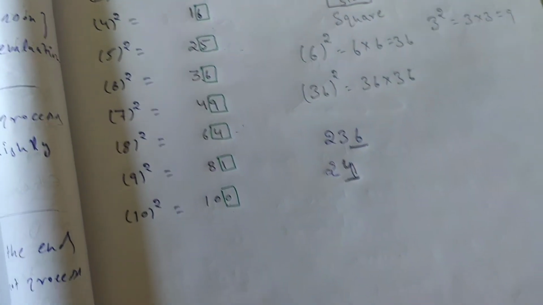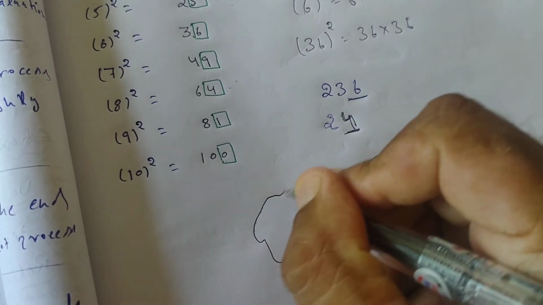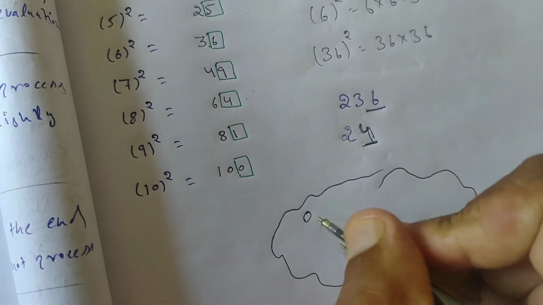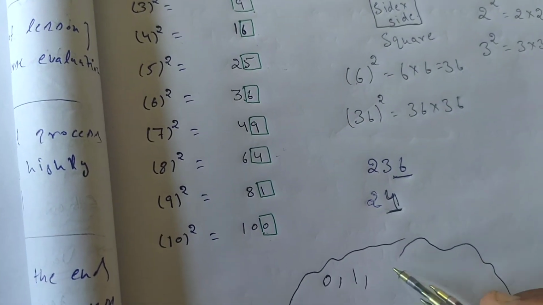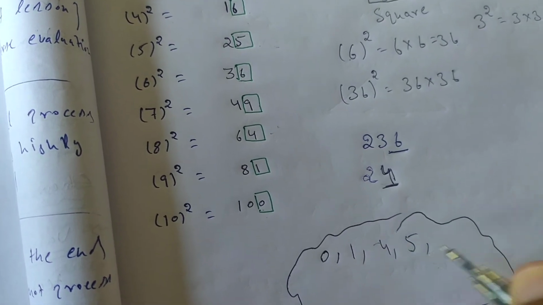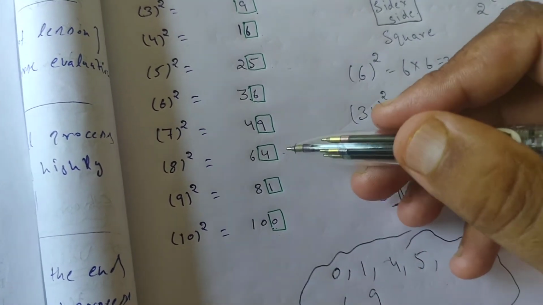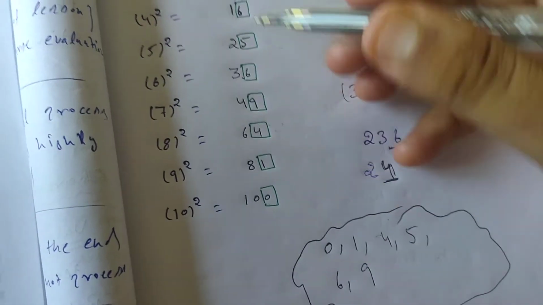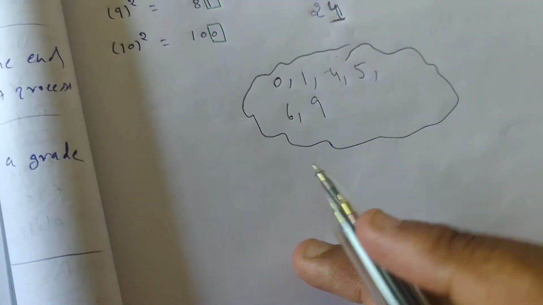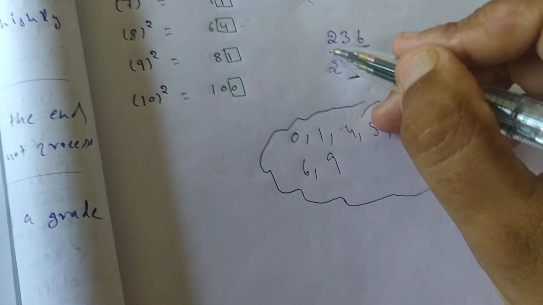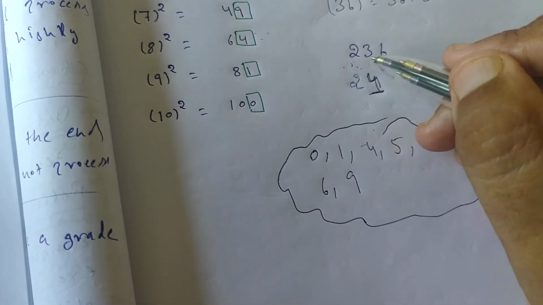Then a property comes: if at the unit place of a number there is one of these digits, 0, 1, 4, 5, 6 or 9, then if a number ends like 236, we can say this may be a perfect square of some number.